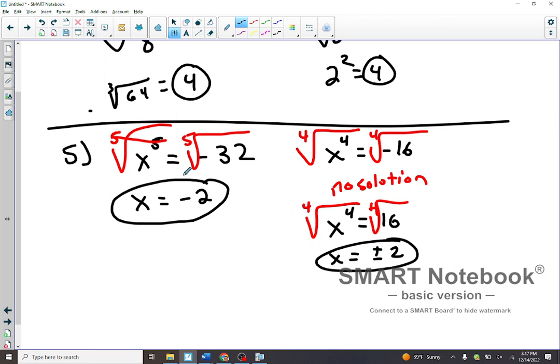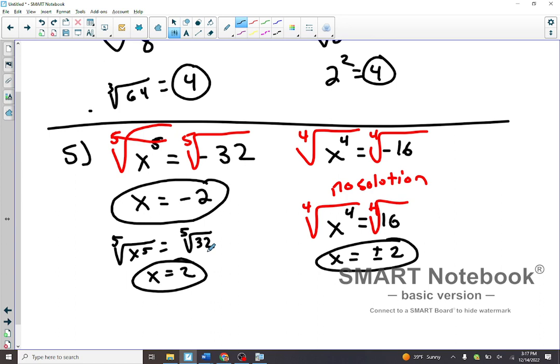So the even one is either going to be no solution or the plus or minus of it. The other one will just be whatever, always matching. If it's negative, it's negative. If it's positive, positive. The 5th root: x to the 5th equals 32, so x equals 2. When it's odd, it's just the positive.